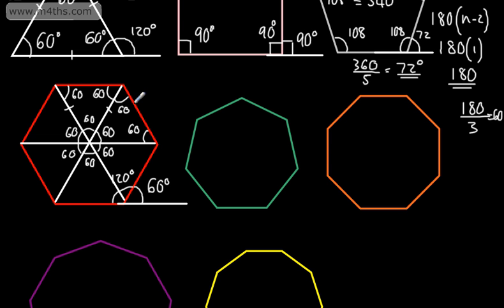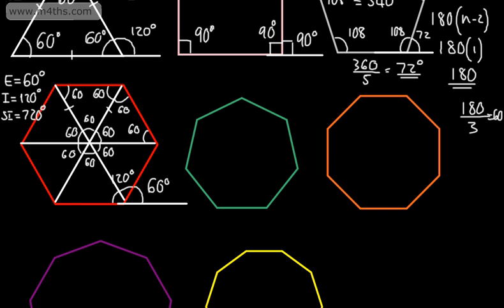I personally don't like it like that, but it's entirely up to you. So with this one, we have an exterior. I like finding the exterior first. 60. We've got now the interior. So we've got the interior, which is going to be 120. And then we're going to have 6 lots of those, which is going to give me that the sum of the interior is going to be 720. Or you could have just done n minus 2 multiplied by 180.